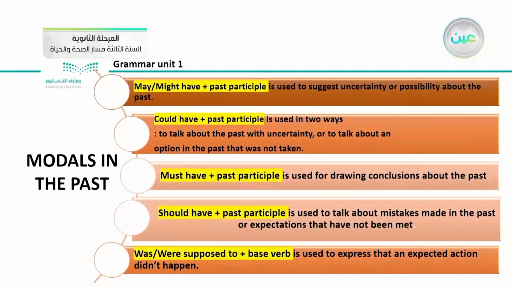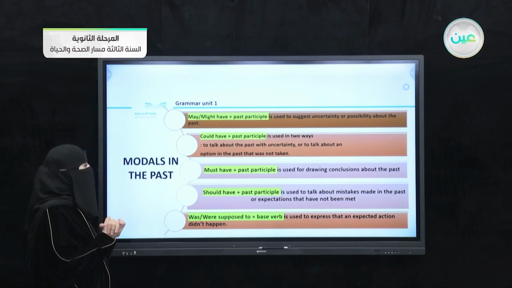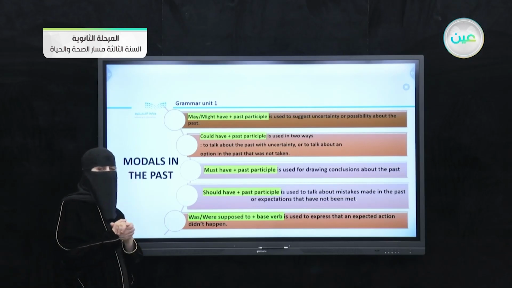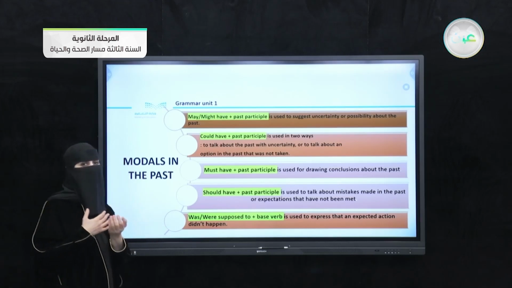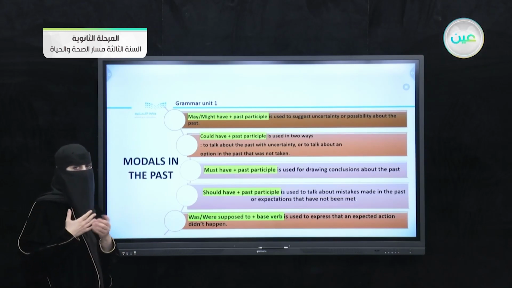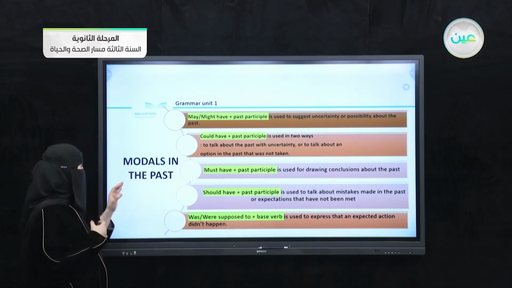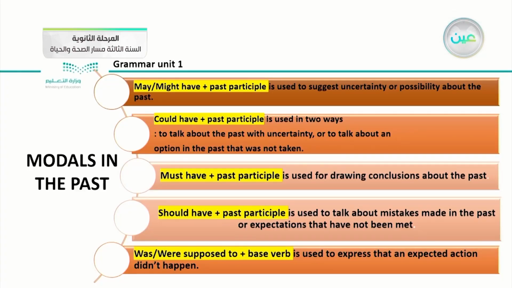Now I will transfer from vocabulary to the grammar. Our grammar in unit 1 is talking about modals in the past. What do you think modals in the past is? Before I discuss that point and we know the kinds of it, the structure of it and how we can use it, let's discuss what the meaning of modals is. Modals are words such as might, may, should, could and must, that we can use in the past tense. So how can we apply that, how many kinds are there, what is the purpose of it, and so on.